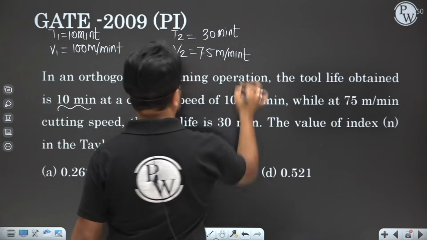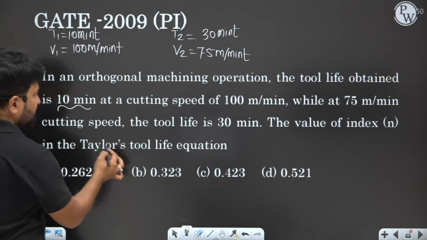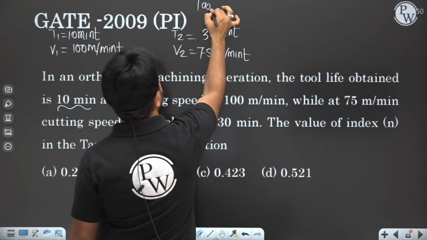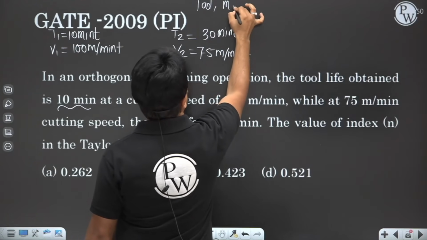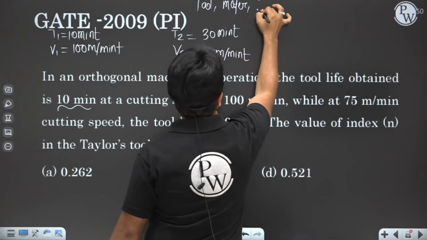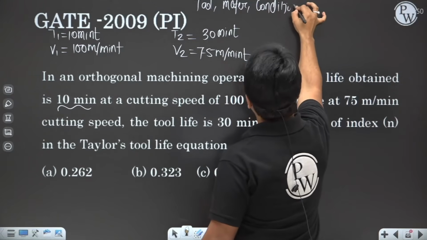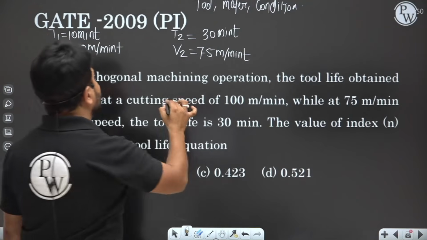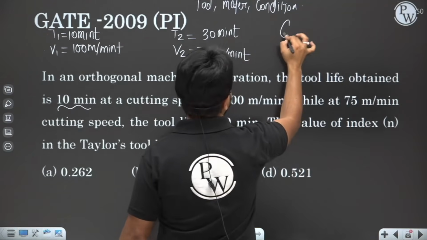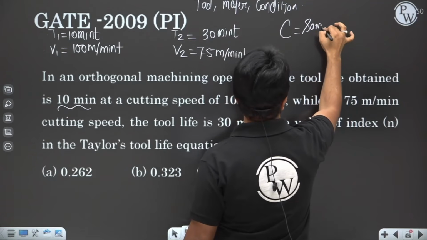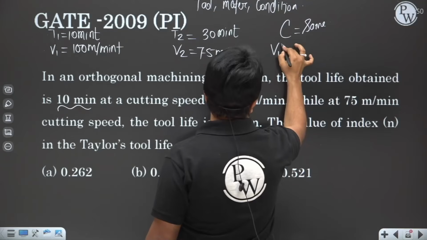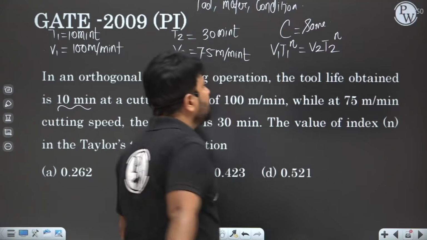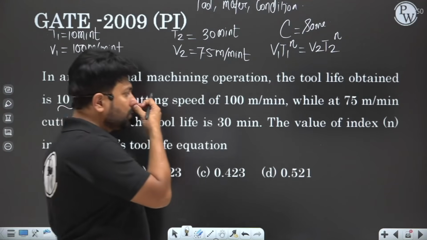The value of the index in the Taylor's tool life equation is, my dear, here the tool is same. The workpiece material is same. Condition is same. I'm only changing velocity and t. So in both cases, the constant C is same. So you can directly apply V1 T1 to the power n equal to V2 T2 to the power n.